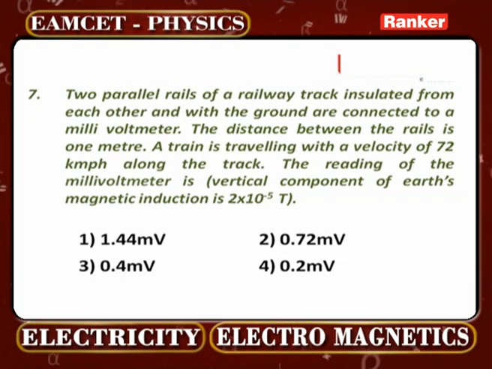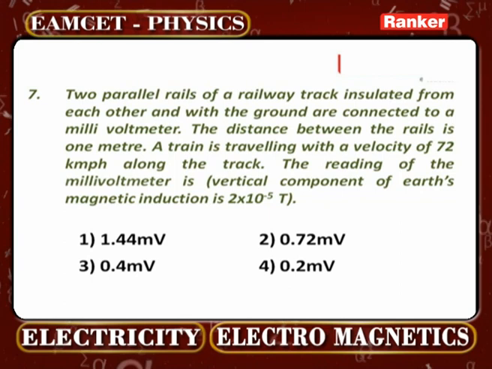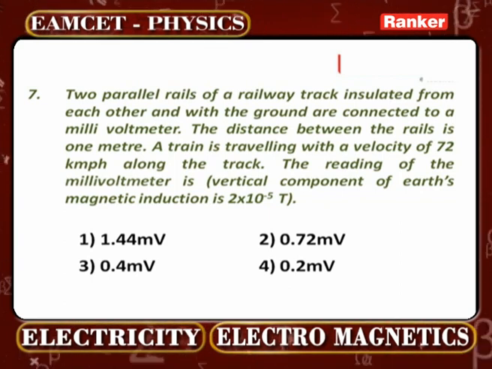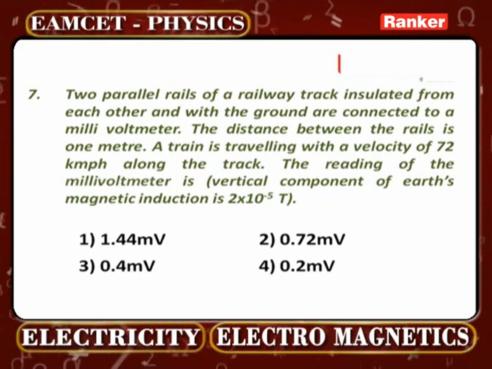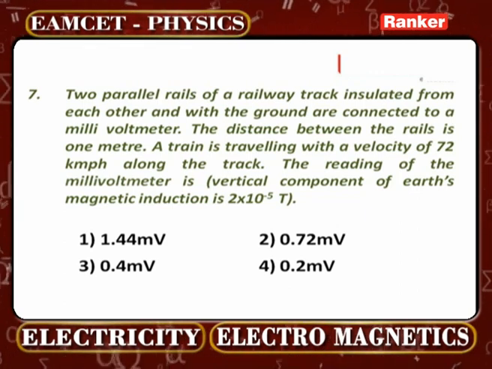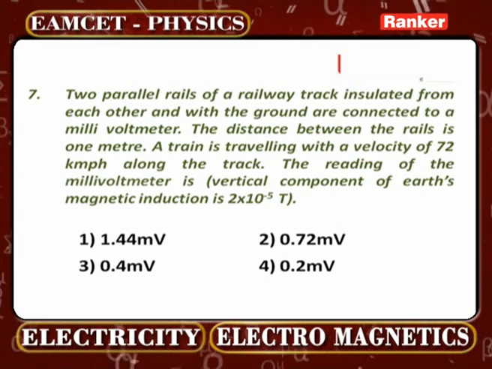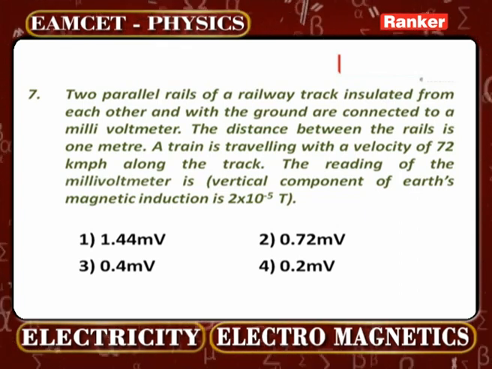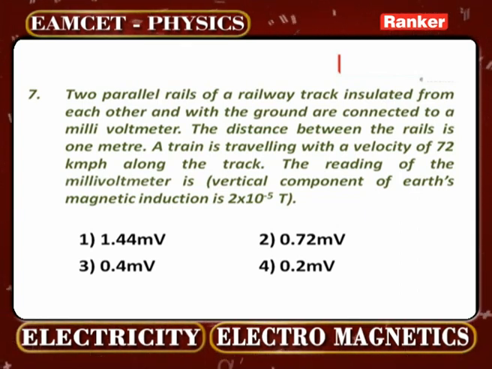Two parallel rails of a railway track, insulated from each other and with the ground, are connected to a millivoltmeter. The distance between the rails is 1 meter. A train is traveling with a velocity of 72 km per hour along the track. The reading of the millivoltmeter is how much?